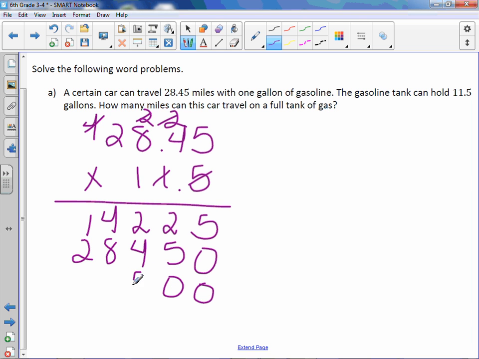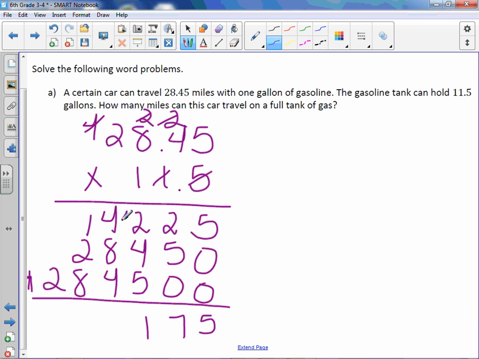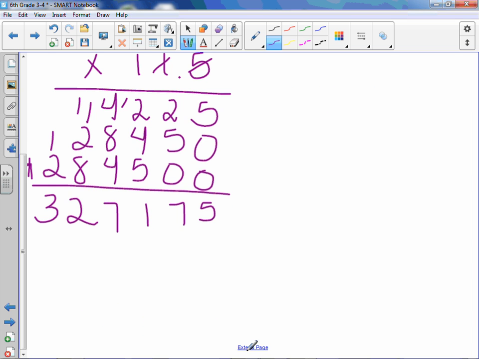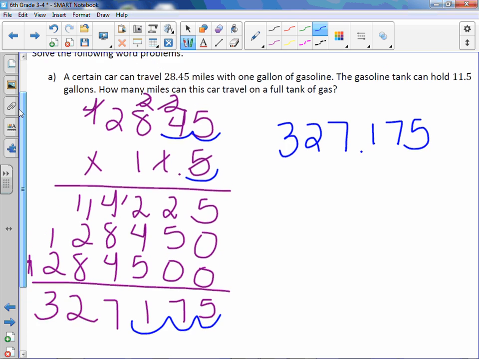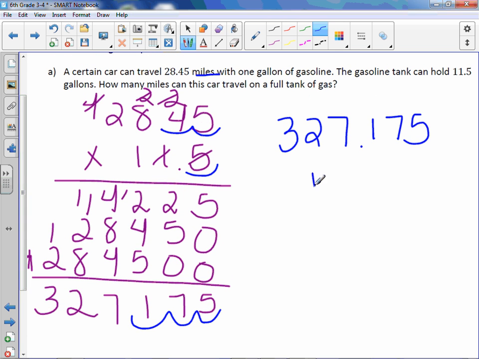And again, 1 times 5 is 5, 1 times 4 is 4, 1 times 8 is 8, and 1 times 2 is 2. Add them all up. 5, 7, 9, 10, 11, carry the 1, be 12, 13, 14, 15, 16, 17, carry the 1, 10, 11, 12, carry the 1, 3. We have 1, 2, 3 behind, 1, 2, 3 behind, so we can travel 327.175, and we are talking miles.